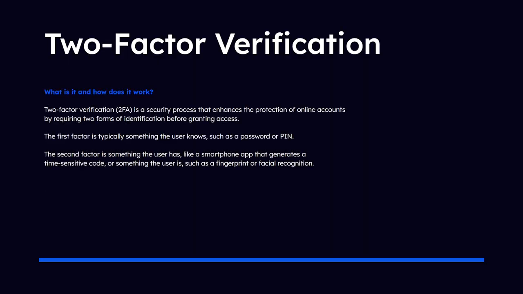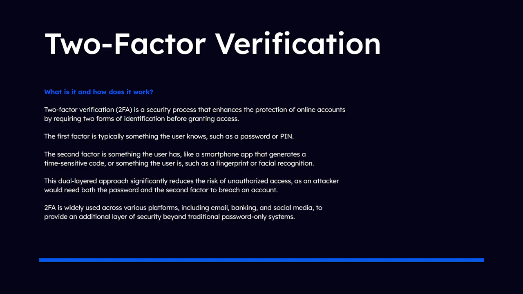And let's touch on the two-factor verification. What is it and how does it work? The two-factor verification is a security process that enhances the protection of online accounts by requiring two forms of identification before granting access. The first factor is typically something the user knows, such as a password or PIN.